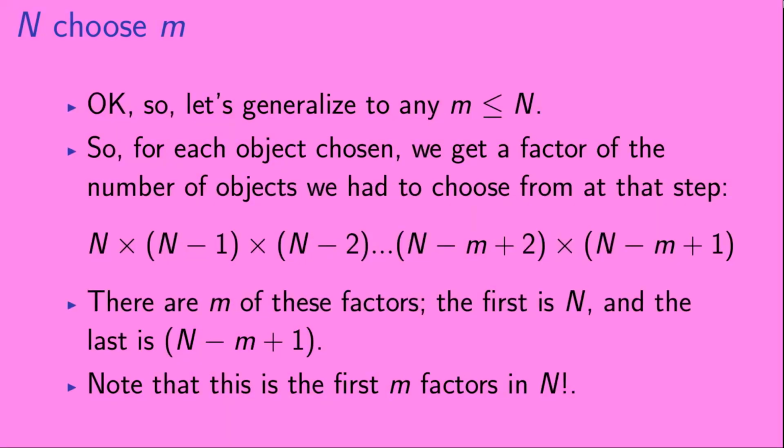Okay, so let's generalize to any m that's less than or equal to n. So for each object that we choose, we get a factor of the number of objects that we had to choose from at that step. So we get n times n minus 1 times n minus 2 all the way down to n minus m plus 1. So there are m of these factors, and the first one is n, and the last one is n minus m plus 1. And it's very useful to note that this is the first m factors in n factorial.